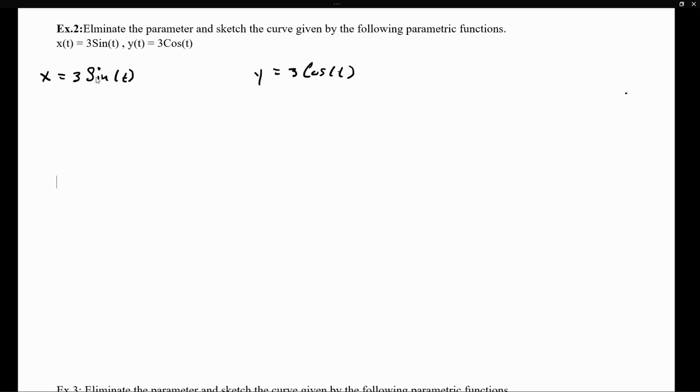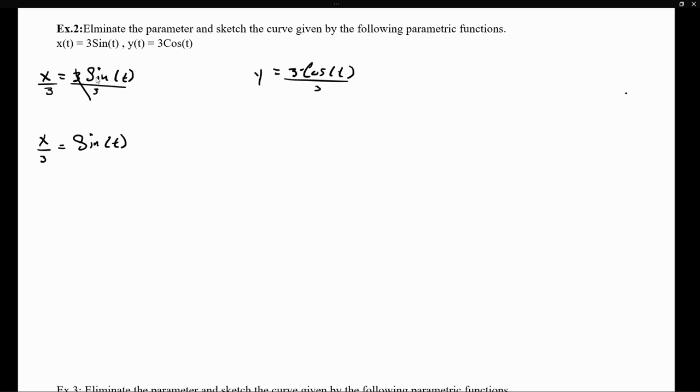So we first get rid of this parenthesis t. But now the question is, how do I get rid of t? Because that's still the main objective. We want to get rid of t. Well, when we're dealing with sine and cosine functions, we're going to solve for the function in terms of t. So I'm going to divide 3 to both sides. Now notice I have x is equivalent to sine of t.